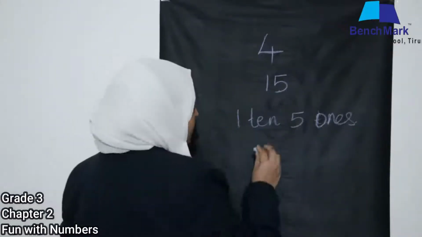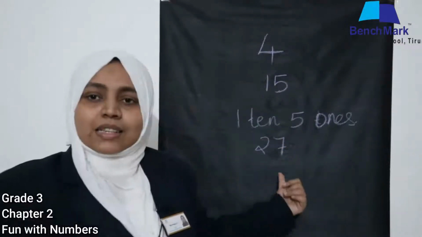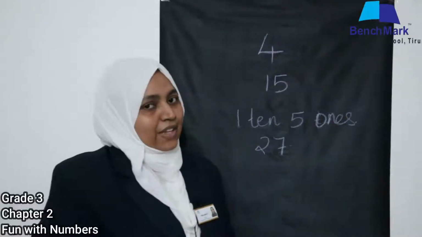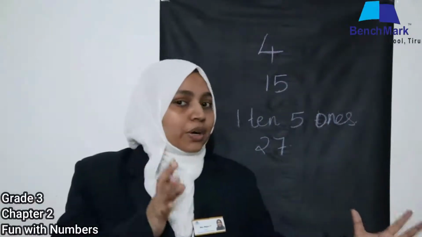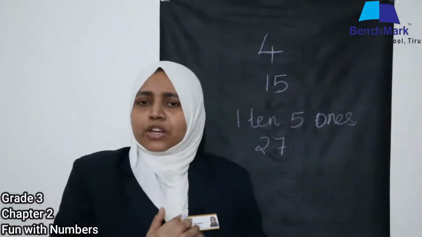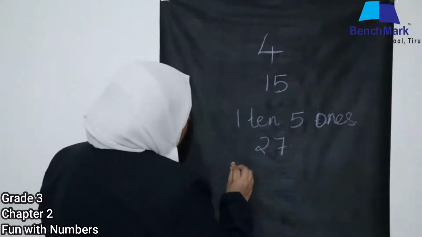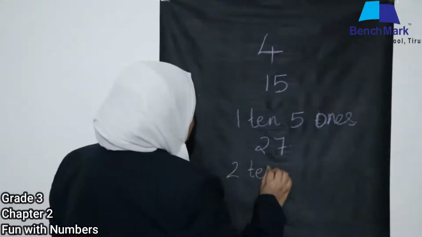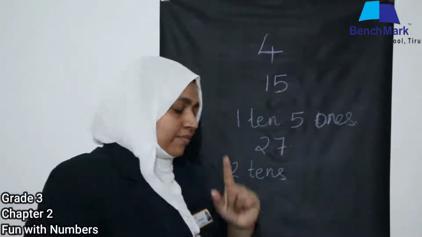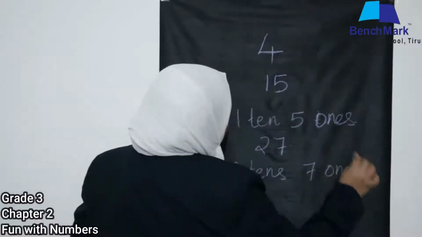Same way, which is this number? It is 27. Just imagine you are grouping them into groups of 10. How many groups of 10 will you get? You will get 2 groups of 10. And how many ones will be there? 7 ones will be there.